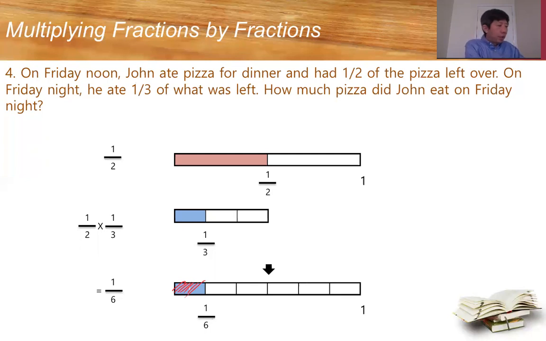And why is it 1/6? Because this is only 1 here, right? On the top. And how many for the bottom? 6 is on the bottom, right? 6 is on the bottom because 1, 2, 3, 4, 5, and 6. 1 whole, we have 6 units, right? Okay.